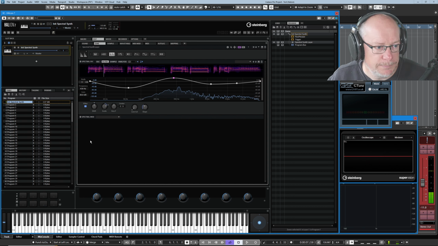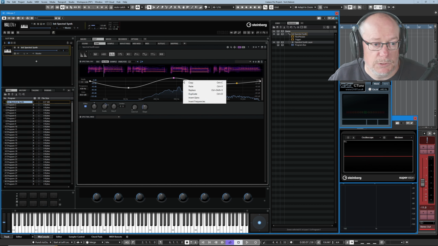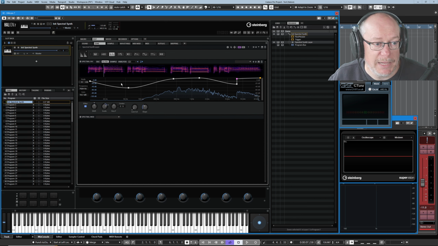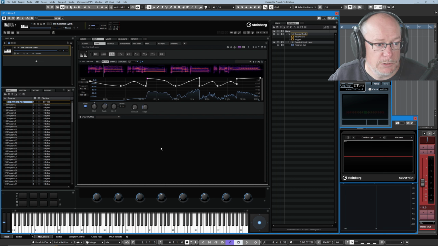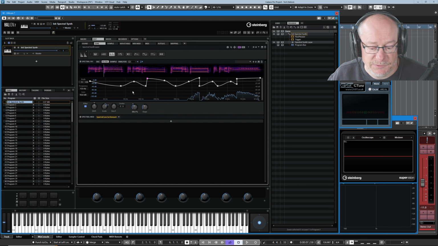Honky, nasal, central. If I select multiple of these nodes, I can right click and I've got various options. I can invert gain, invert frequency. I can duplicate and paste somewhere else. Paste multiple copies of whatever was in my memory at the time. Then obviously I've got control over all of those. I've got a dedicated low cut where I can throw away all the bass frequencies.